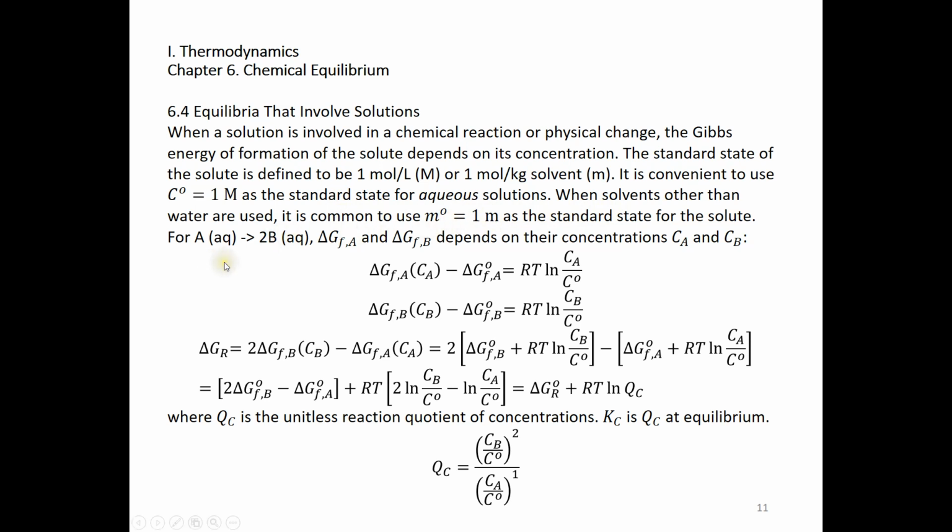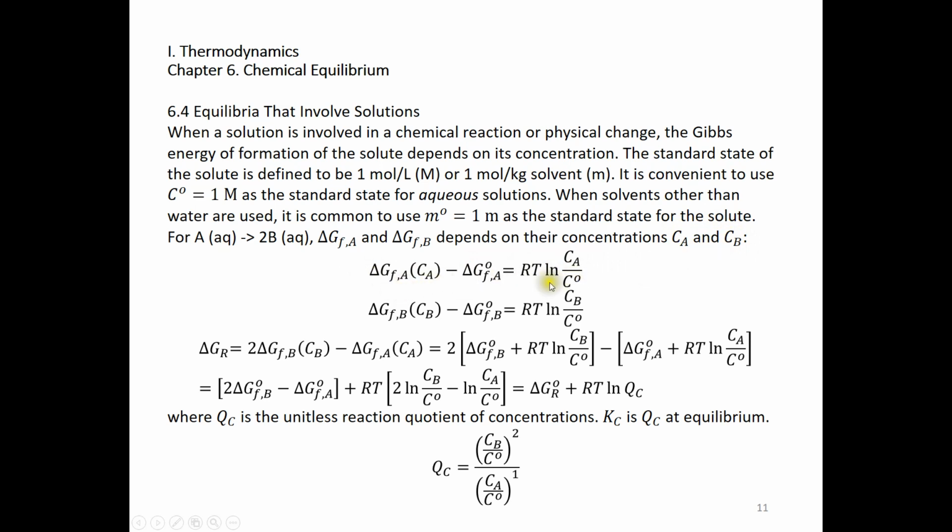Now let's look at a typical chemical reaction that takes place in water. From A to 2B, A is a solute, B is also a solute in an aqueous solution. That's why you have this (aq) in parentheses here and here. Now the Gibbs energy of formation of A and B depend on their concentrations, C sub A and C sub B. Right now I'm using molar. And now let's look at this equation.